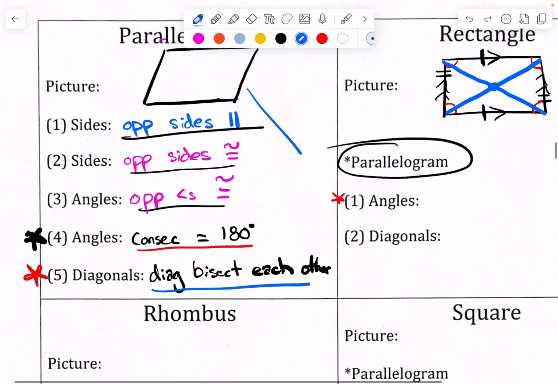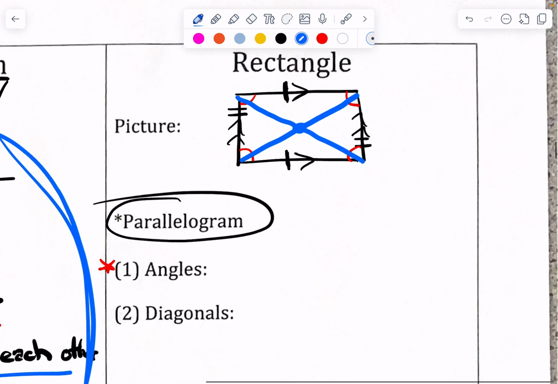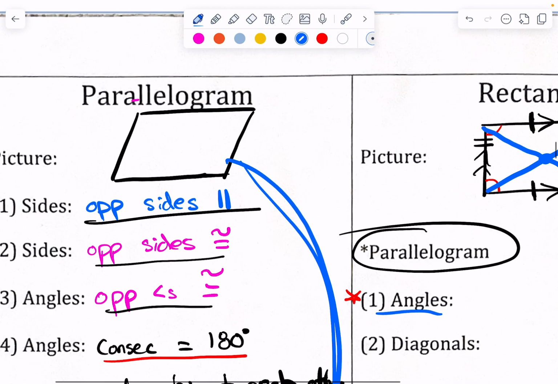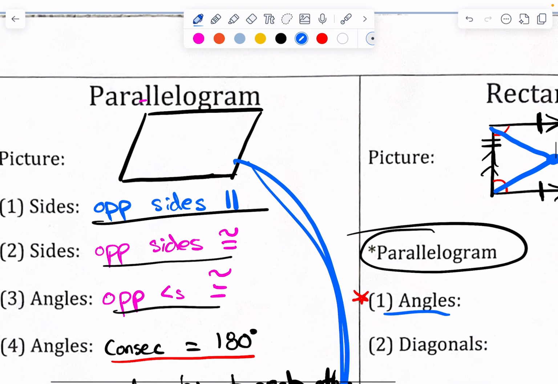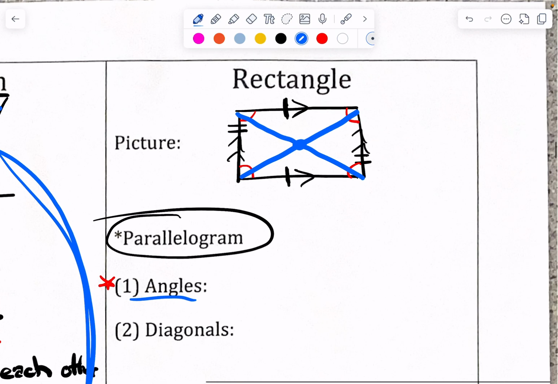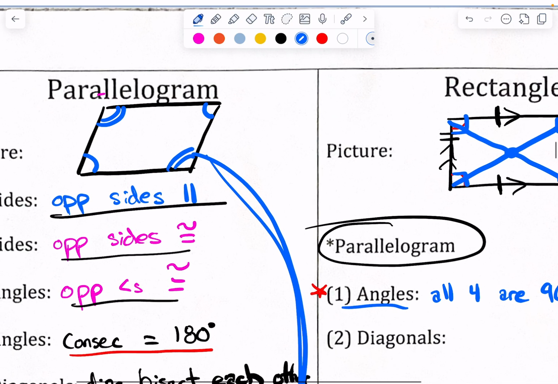Now, in addition to these 5 things, we have some other special things that we know about the angles of a rectangle that are not true about any regular old parallelogram. We know that the angles of a parallelogram, the opposite ones are the same, right? But in a rectangle, we know that all 4 of them are equal, or that all 4 are 90 degrees. Each one of those 4 angles is 90 degrees. They're all congruent to each other. So that is true for a rectangle, but not true for any old parallelogram.